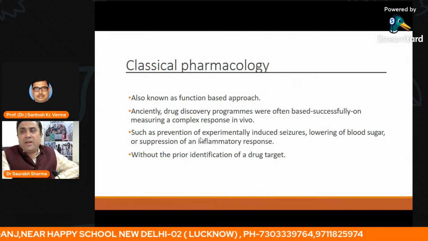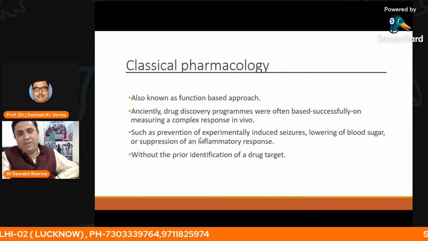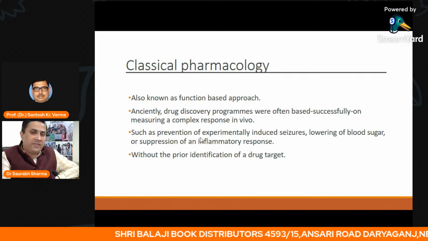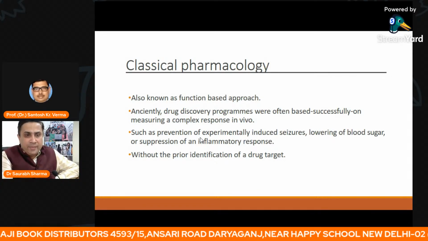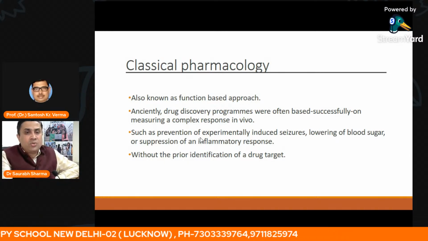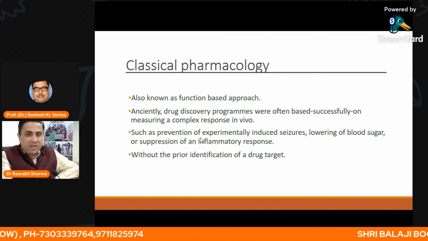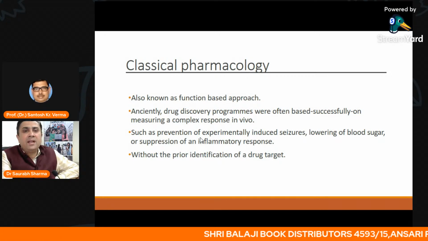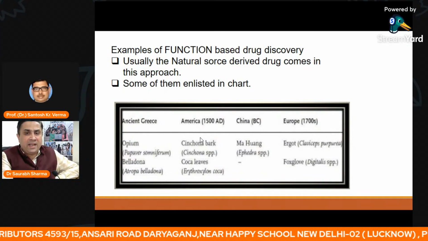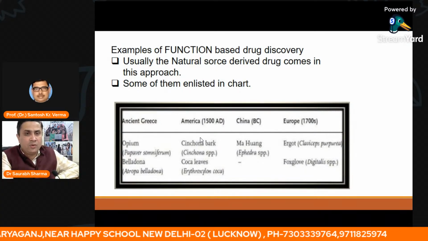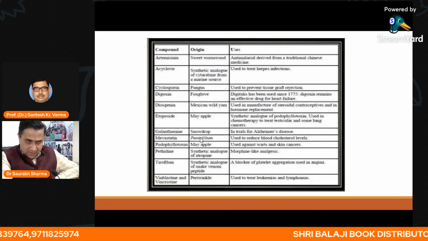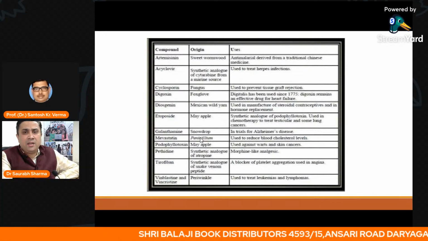Then classical pharmacology, also known as the function-based approach. This is another point of view where experimentally induced seizures, lowering of blood glucose level, or suppression of inflammatory responses were tested in animals, and based on those approaches the drug target is visualized, and then it is taken to the next stage. So it is based on classical and basic pharmacology, and from that point of view we proceed towards taking it to the next stage of proper preclinical trials. Obviously there are also some compounds, like ergot derivatives, and digitalis, foxglove. Some of the compounds were intensively used in basic pharmacology and then taken to the next stage. Here is a list of those compounds which were investigated and then taken to the next stage.